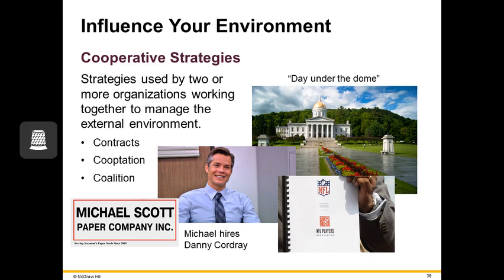We can also form coalitions. Coalitions are basically when different actors in the environment or different businesses join together and work together for a cause. So in Vermont, where I lived for 10 years in Bennington, they used to have an event called the Day Under the Dome. This was organized by the local Chamber of Commerce. They got members of the Chamber of Commerce who were local business owners, rented a bus, and all went up to Montpelier to the state capitol, and they lobbied for some of the things that, as a community, business owners felt they needed from their legislators.